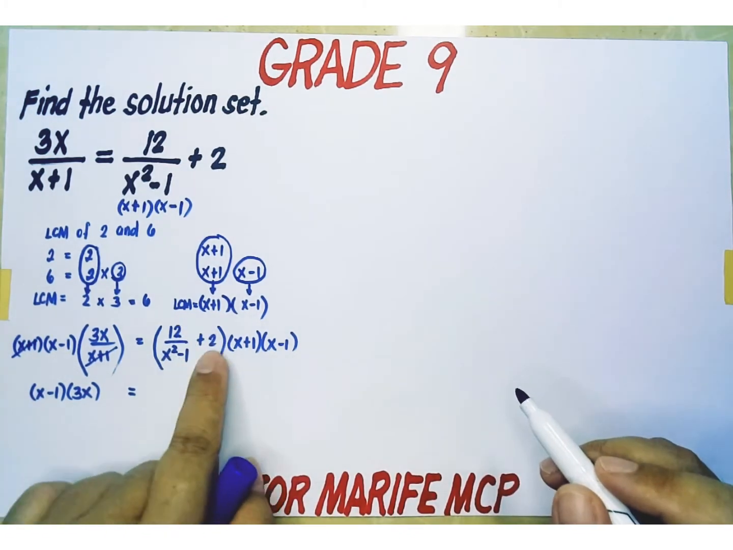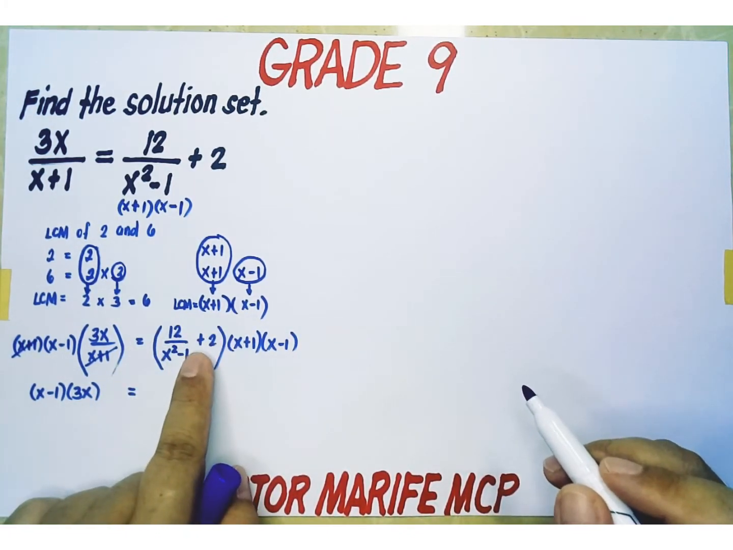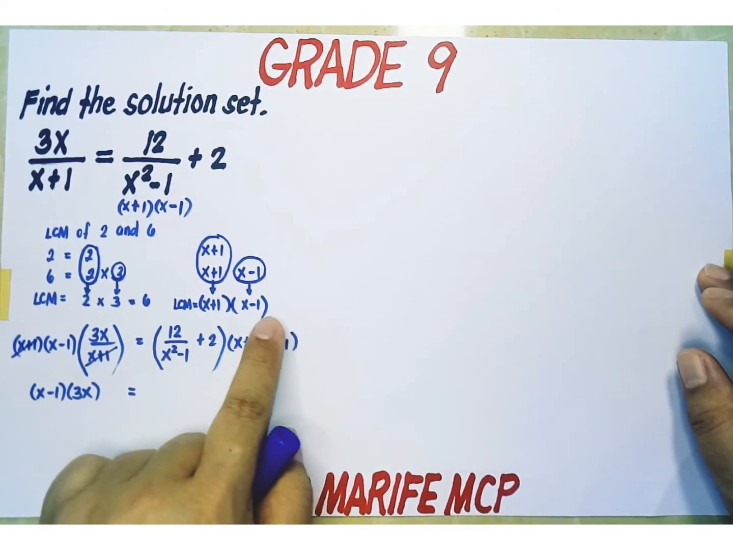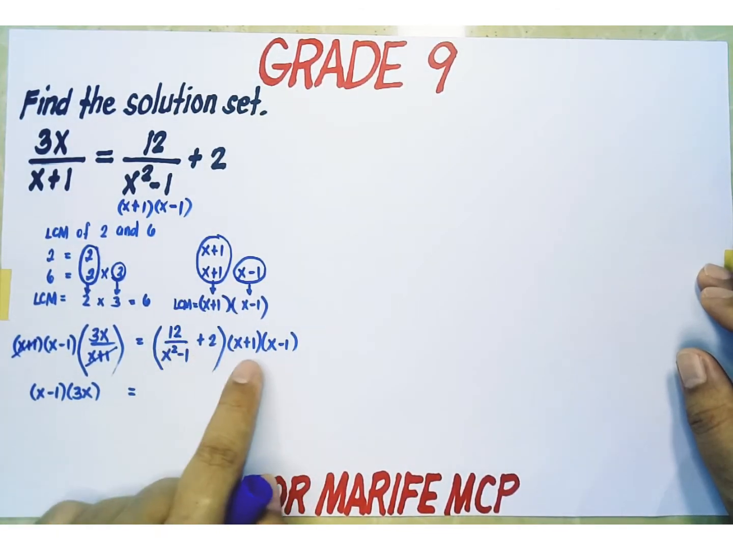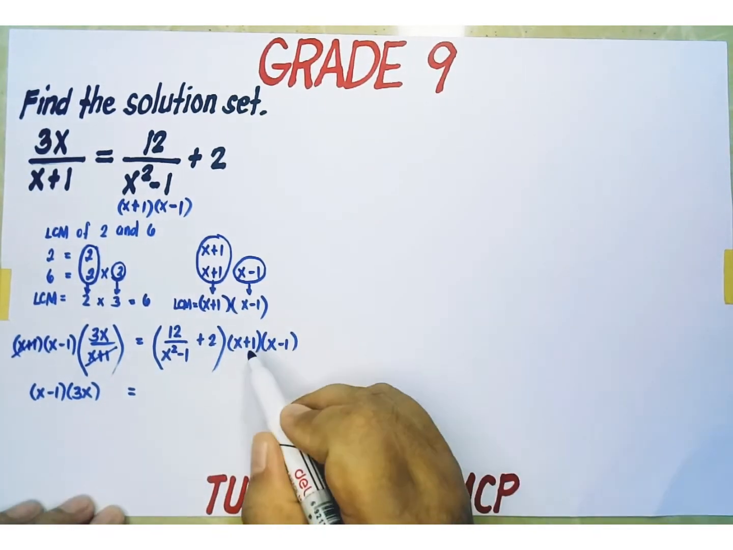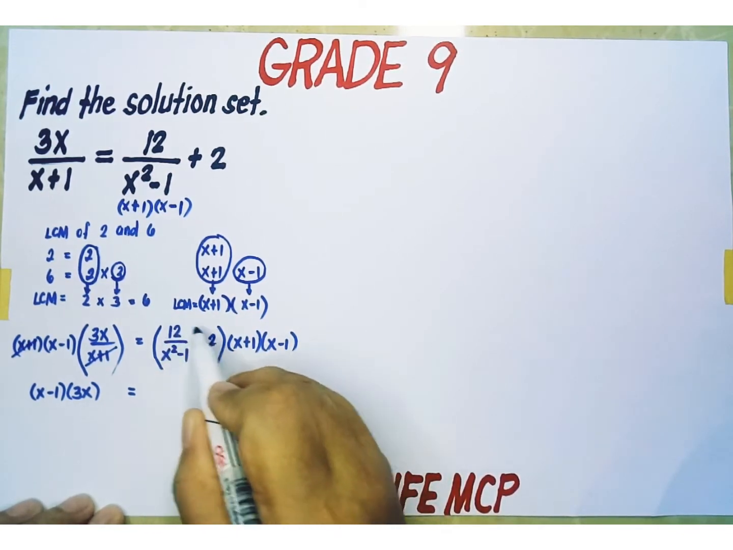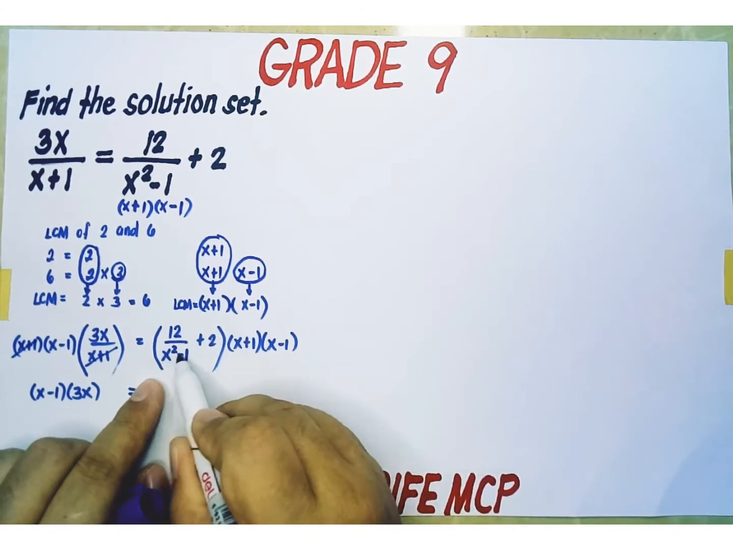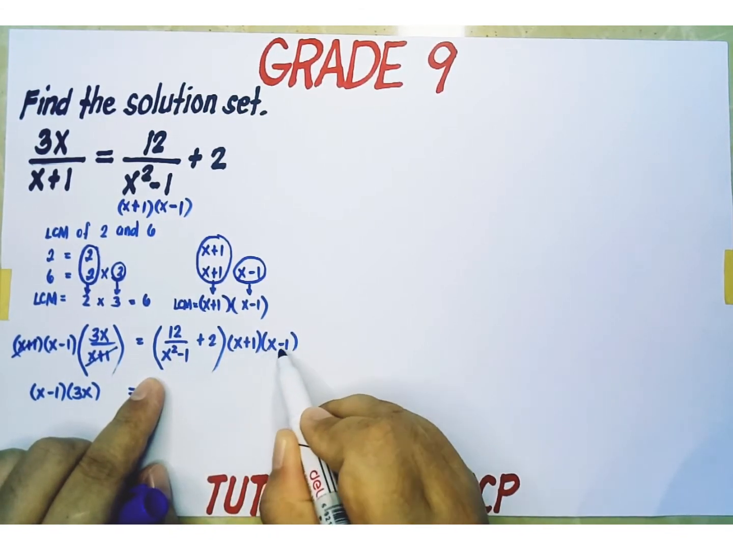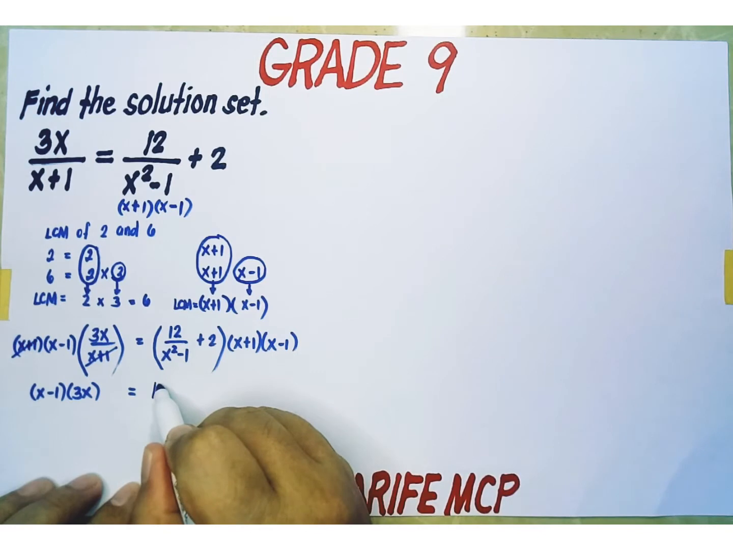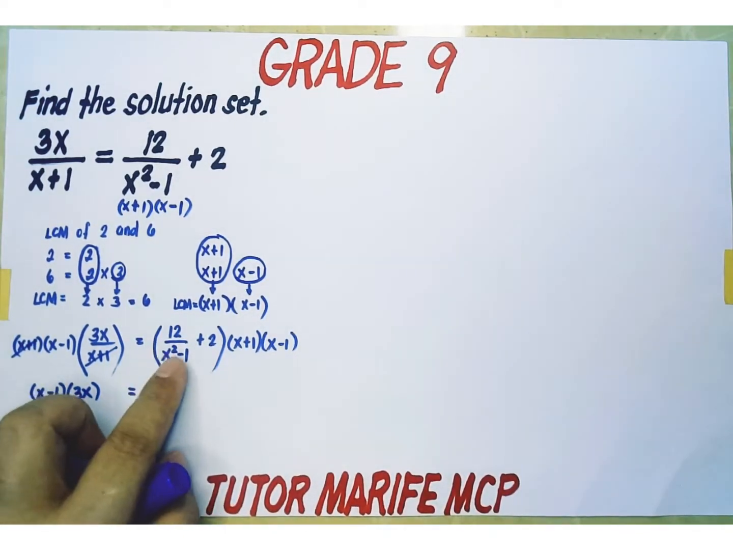Yung expression inside the parenthesis ay separated by plus sign. So that means the LCM is to be distributed to each of the term inside the parenthesis. So first term of the group multiplied by the LCM, maka-cancel out ito kasi this is actually x squared minus 1. Maiiwan ang 12 mula dito sa first term mo.